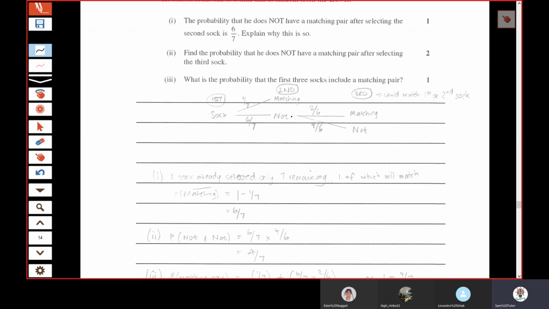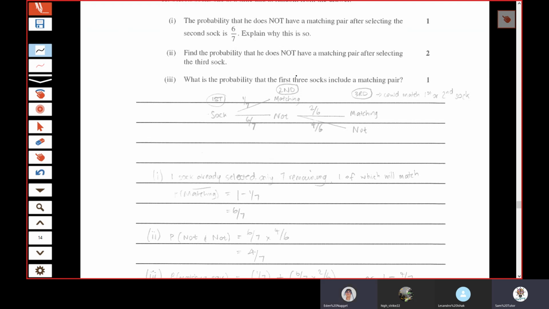In your second one, if it was not matching, then again, for it to still not be matching, there's 4 socks left out of 6 socks altogether. If it was matching, then that would be 2 out of 6. So either the green one here or the blue one here out of the 6 remaining socks. Does this tree diagram make a little bit more sense than maybe what I was doing?